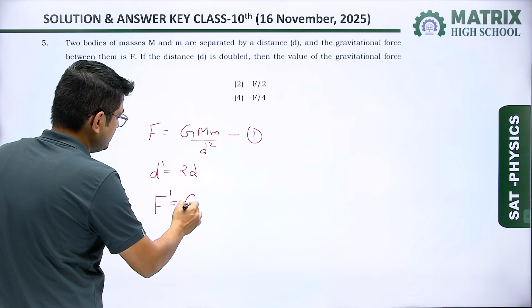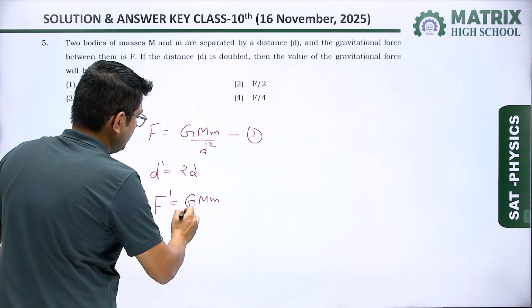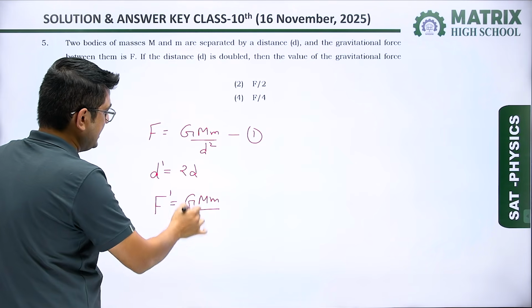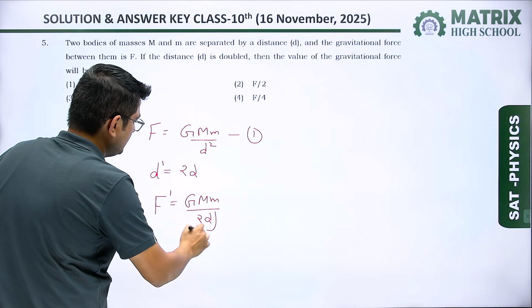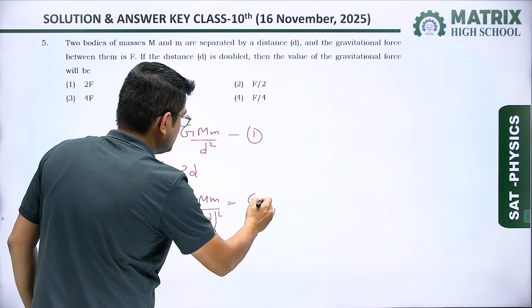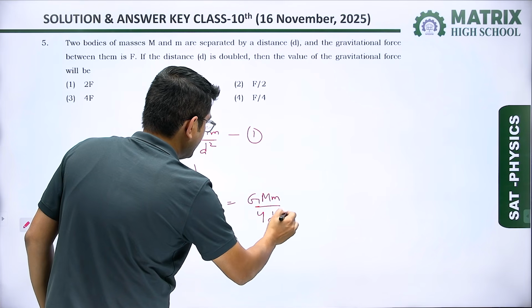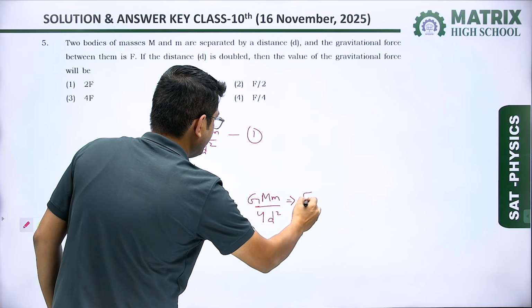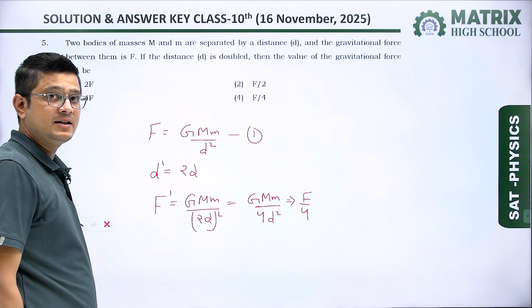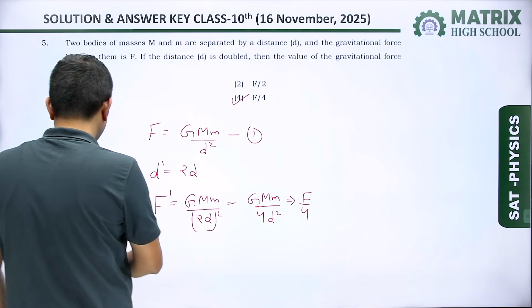Then the value of gravitational force will be, so new value will be, let's say F dash, that is G capital M small m divided by d dash square, and the value of d dash is 2d to the whole square, which becomes equal to G capital M small m divided by 4d square, which is equals to F by 4. So our correct answer is option 4.